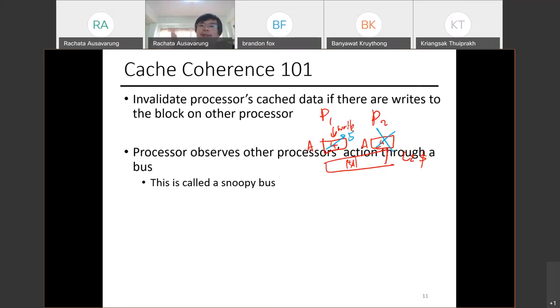The way to do this is I will have a bus that connects all my L1 caches, so that this bus is used to inform the other processor of your own action. This is called Snoopy bus. So what is snooping? What does snooping mean in English? A lot of things we name in computer science, we try our best to have the same analogy as the English meaning. So what does snooping mean?